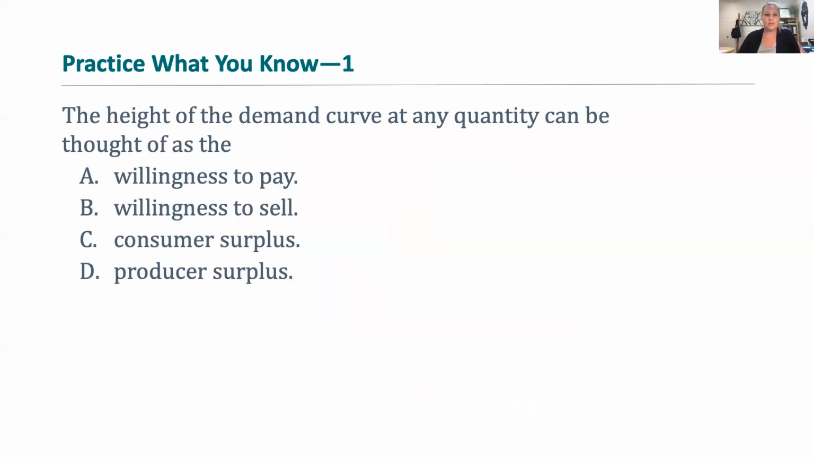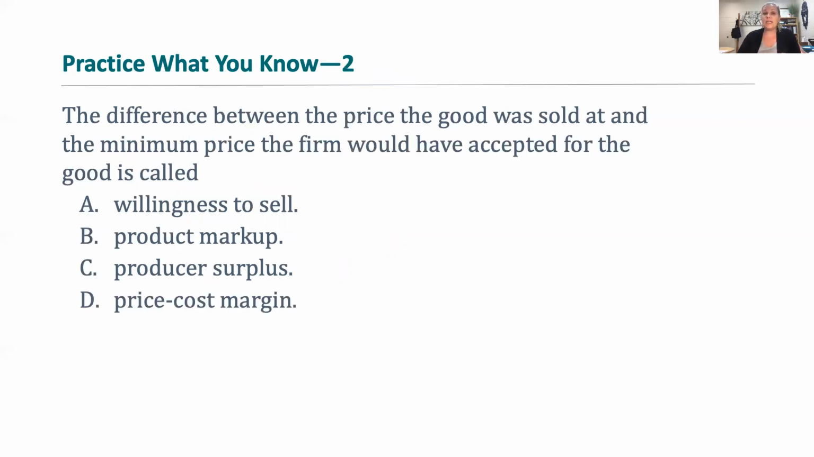Let's practice what we know. The height of the demand curve, which is the consumer's curve, at any quantity can be thought of as willingness to pay. This is the price of the transaction, the maximum amount that someone is willing and able to exchange for a good or service. The difference between the price the good was sold at and the minimum price that the firm would have accepted is called producer surplus. Because the firm is the seller, this is the producer's side of the market, and surplus is the difference between what they were willing to do and what actually happens.